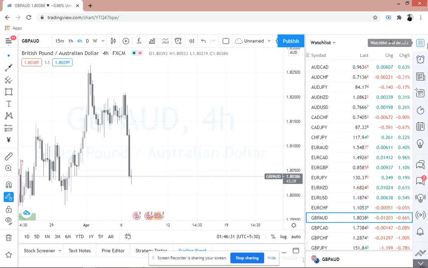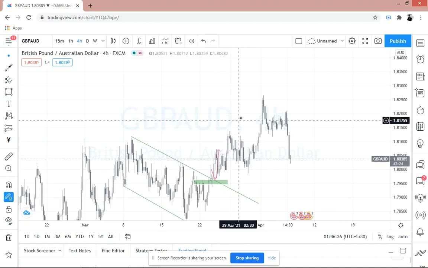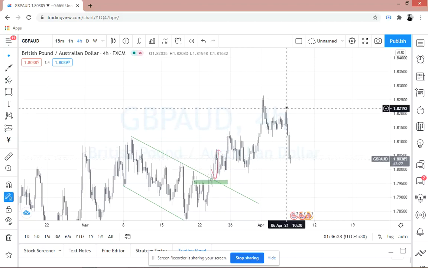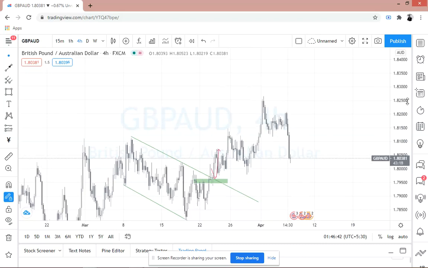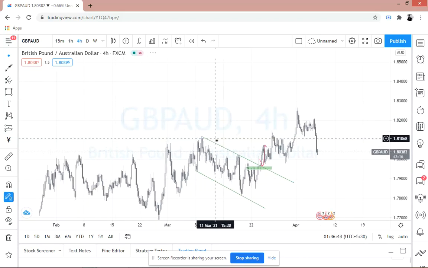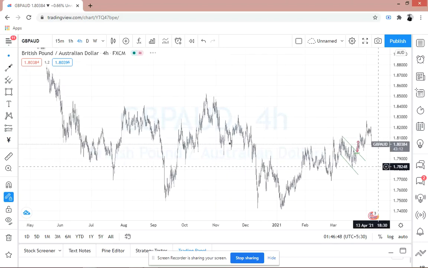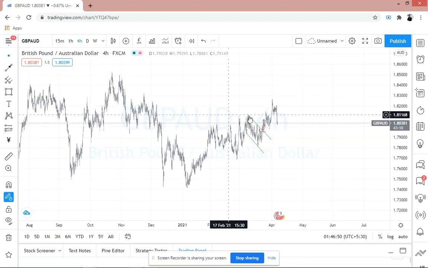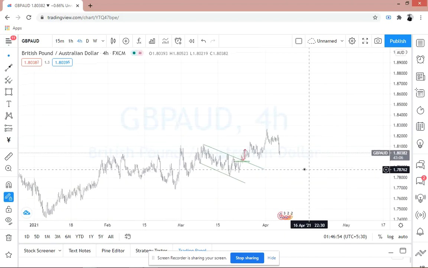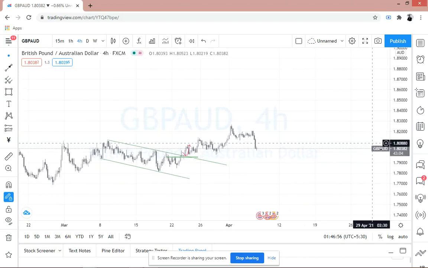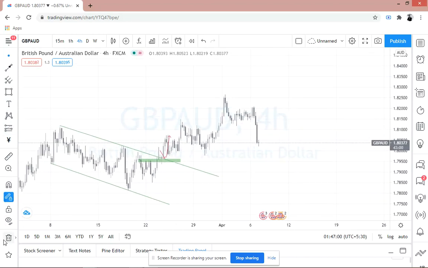GBP. Let's see what we got on GBP. Last week we predicted the market to go up, and the market went up. So we see the market is now making a retracement back to the downside. The major trend is down, but the current trend here is up. So I think we should look for a buy opportunity.